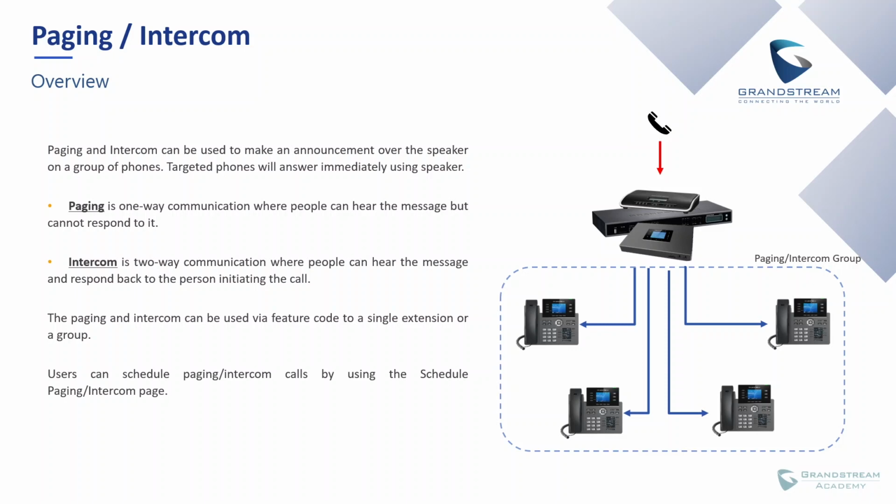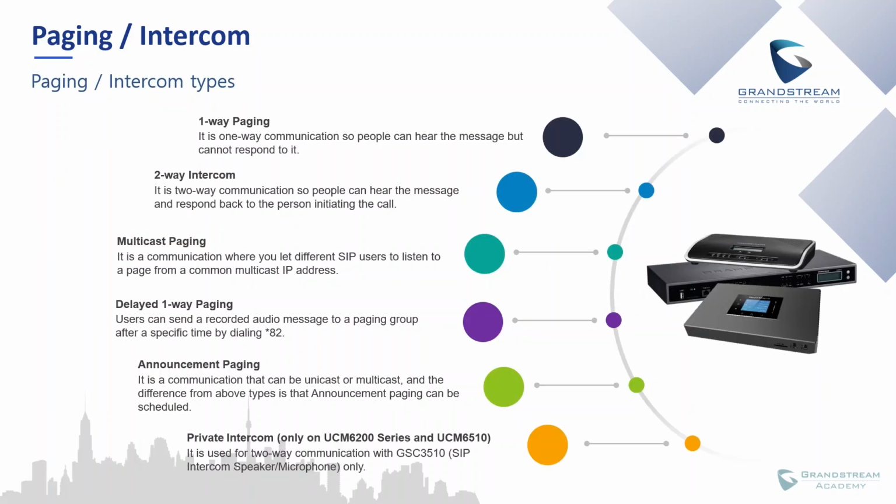Let's discover together the types of paging and intercom that we have. Like I have explained before, paging is a one-way communication, so people hear the message but cannot respond to it. While the intercom is a two-way communication, you can hear the message and respond back to it. There are other types of paging and intercom supported by the UCM.